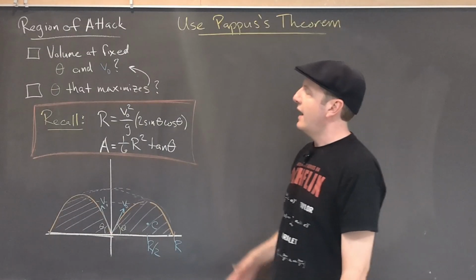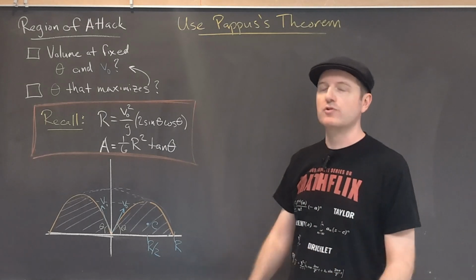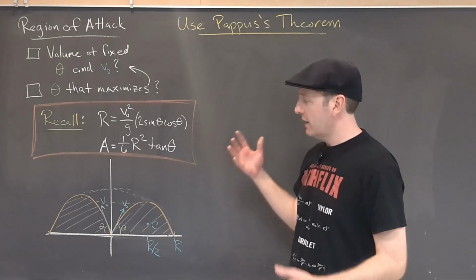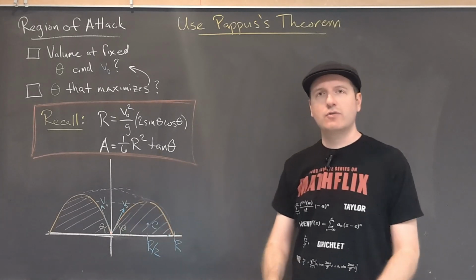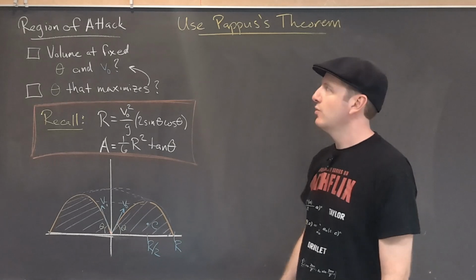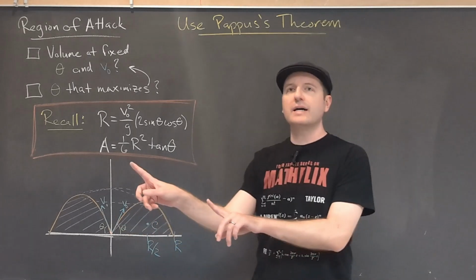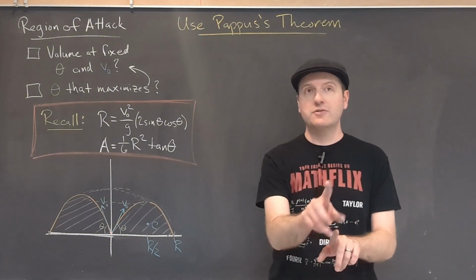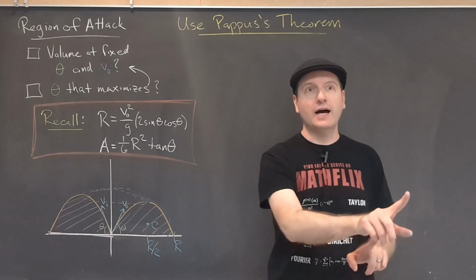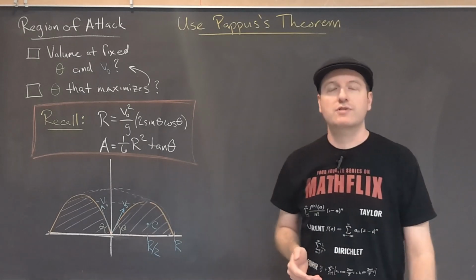Okay, today I want to look at the region of attack, or at least one version of the region of attack problem. Again, we're launching a projectile at some angle theta, some initial speed v naught, on level ground, and we are fixing the launch angle and the launch speed, but I can launch it in any direction azimuthally. So I'm not confined to a plane. I can aim my cannon or howitzer or whatever in whatever direction I want.